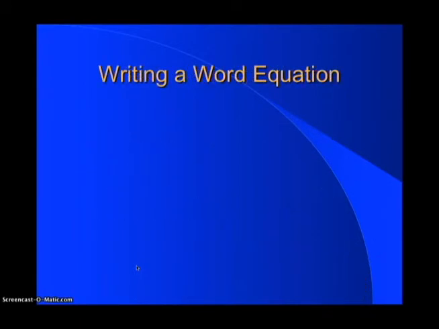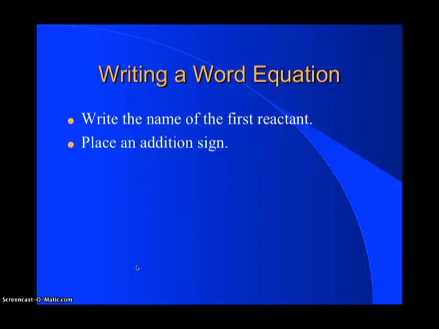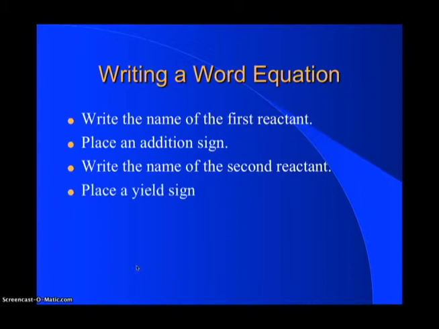Let's write us a word equation, shall we? To write out a word equation, what you do is you write the name of your first reactant. Seems pretty simple. So write the name of your first reactant, and then you place an addition sign or a plus sign. After that plus sign, you write the name of the second reactant, if there is one. Then you write a yield sign. A yield sign is nothing more than an arrow pointing to the right or pointing toward the product side of the equation. After that arrow, you write the name or names of the products. If there's more than one product, you separate them by an addition sign as well, or a plus sign. So that is how you write a word equation.